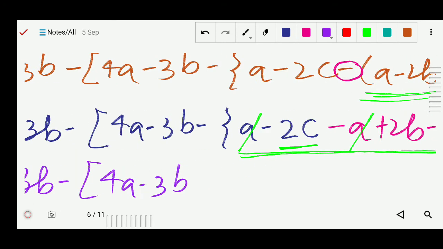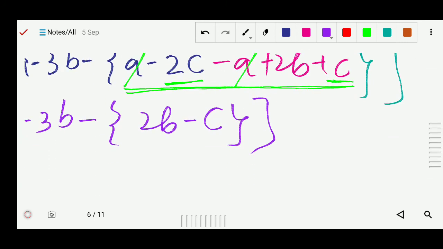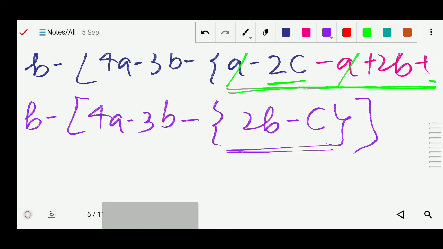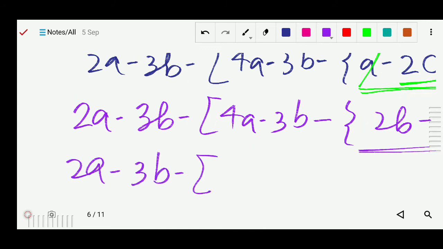Okay, now minus inside the bracket, now what is left, minus 2c and plus c, that will be minus c. So first I write 2b here minus c. Okay, now this bracket is closed. Now next this 2 we will solve. First we will remove this bracket. So write first here 2a minus 3b minus 4a minus 3b.